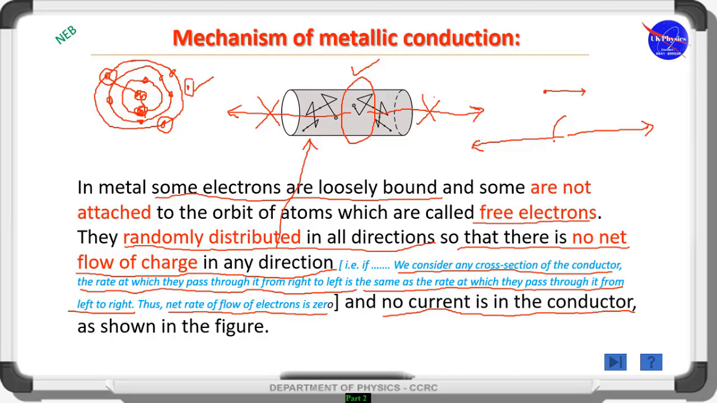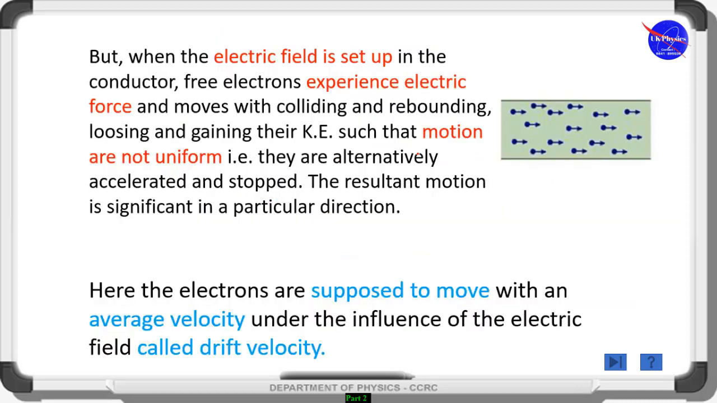And finally the net flow of electrons is 0. This means that there is no flow of charge in a particular direction. That means no current inside the conductor. This is simply a hypothesis. I hope you understand. But what happens when we supply an external electric field?